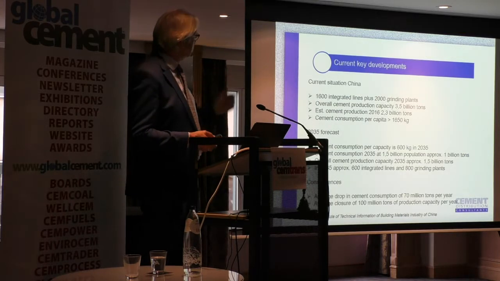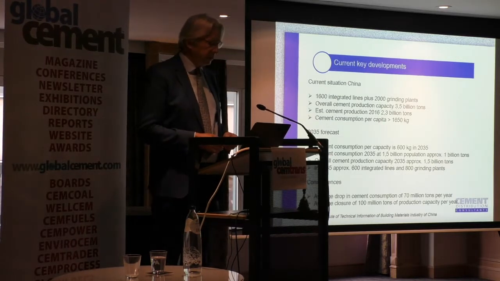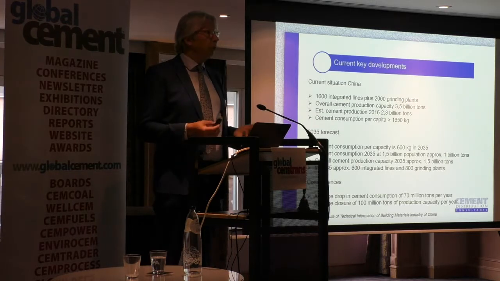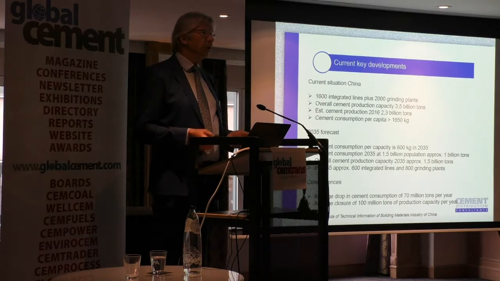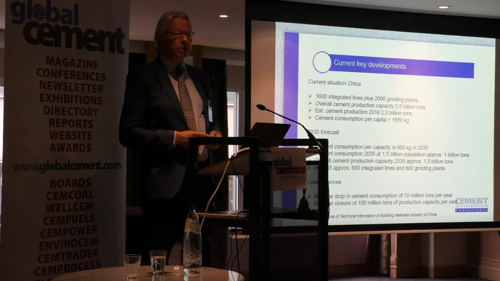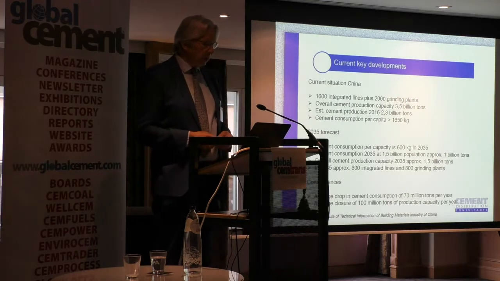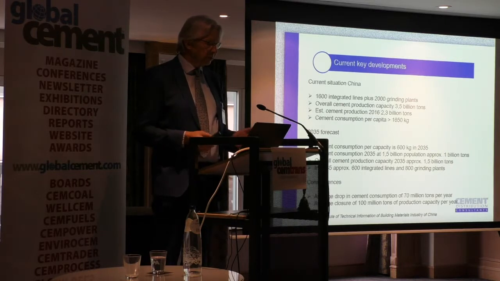So current situation in China, 1,600 integrated lines and 2,000 grinding plants. Overall production capacity, 3.5 billion tons. So the utilization factor of the Chinese cement industry never has been really, really high. The estimated cement production in 2016, 2.3 billion ton, cement consumption per capita about 1,650 kilograms.